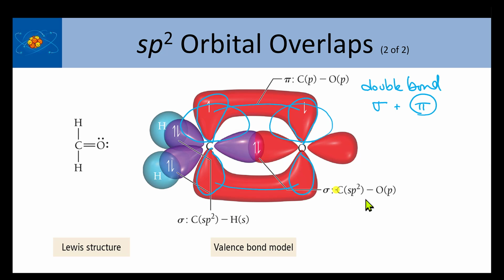Okay, so this bond is described as a sigma bond between the carbon sp2 and the oxygen p, and then this bond is described as a pi bond between the carbon p orbital and the oxygen p orbital. And as I said, the central atom always makes sigma bonds with hybrid orbitals and pi bonds with unhybridized orbitals.